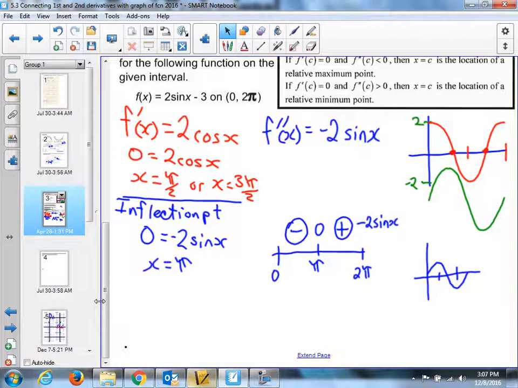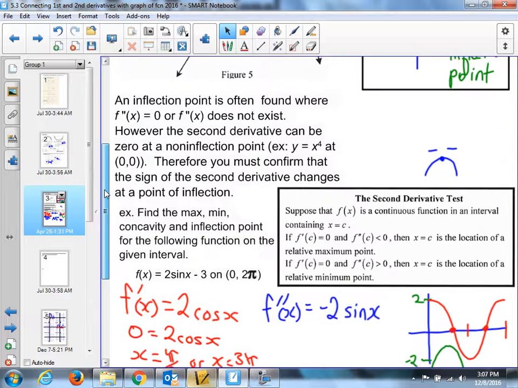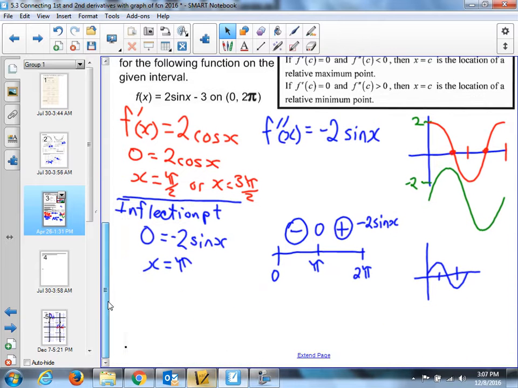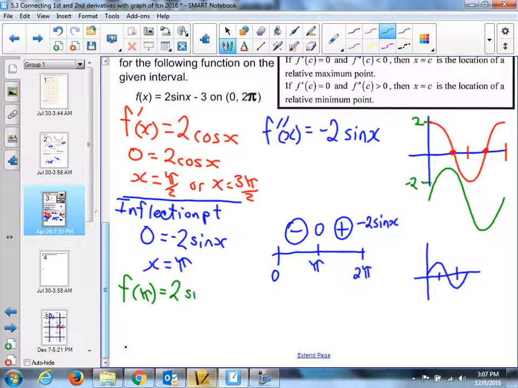And I guess to be a point, we had to plug pi into the original function, 2 sine x minus 3. So f of pi is 2 sine of pi, subtract 3 from that answer. Sine of pi is 0, subtract 3. So negative 3.